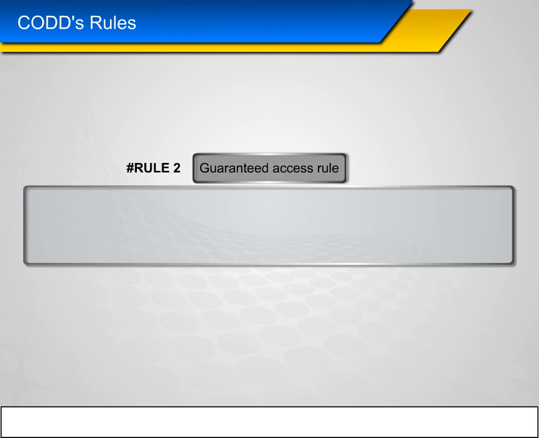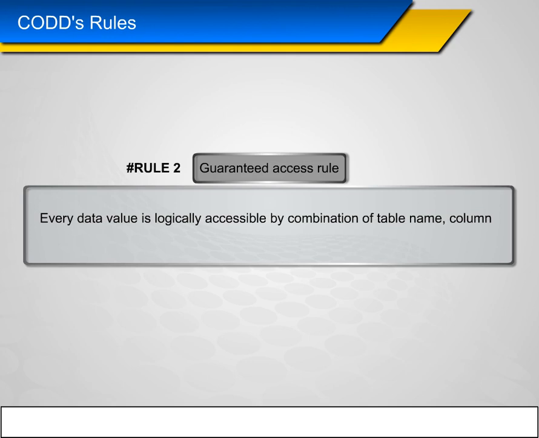Rule 2, Guaranteed Access Rule. Every data value is logically accessible by a combination of table name, column name, and primary key value.